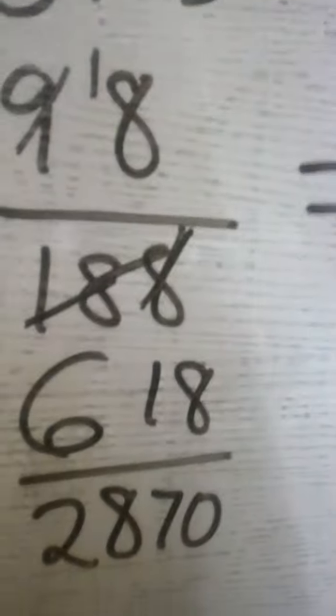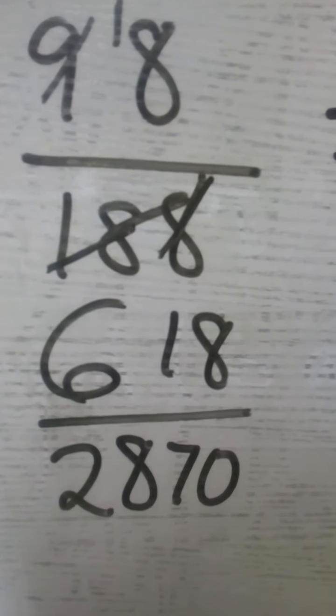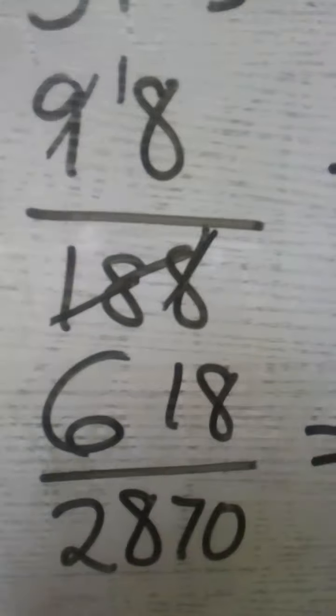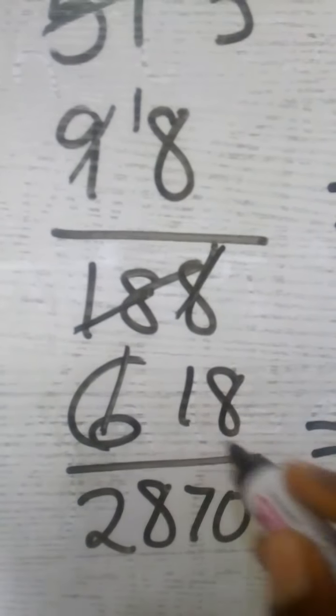And also, here is another example. 618 over 2,870. So let's use 2, the smallest number that can divide it. How many 2 is in 6? That is 3. Then how many 2 is in 1? That is 0. It cannot go. Then we have 18. So how many 2 is in 18? That is 9. That is 309 over.